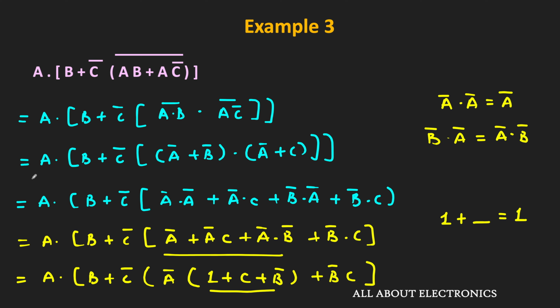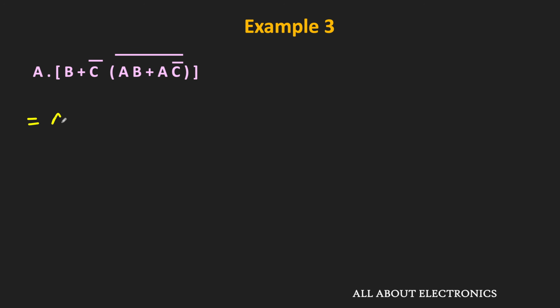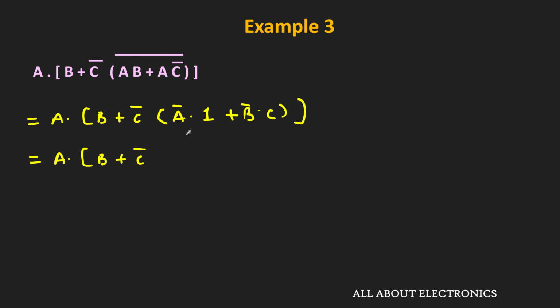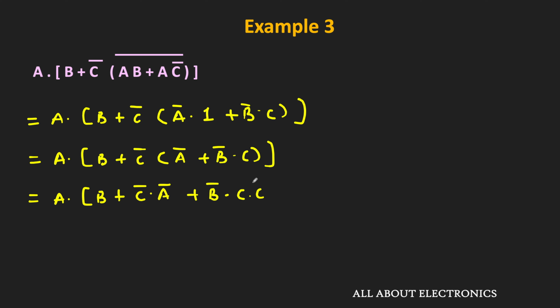So now we can write this expression as a dot b plus c bar, and in the bracket this a bar dot 1 plus b bar dot c. So further if we simplify it, then we can write it as a dot b plus c bar, and in the bracket we will have a bar plus b bar dot c. So now using the distributive law, we can further simplify this expression, that is equal to a dot b plus this c bar dot a bar plus b bar dot c bar.